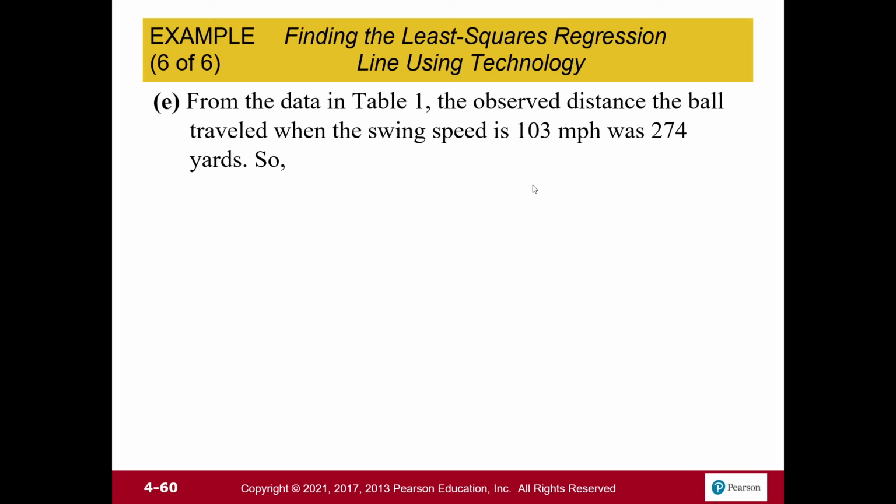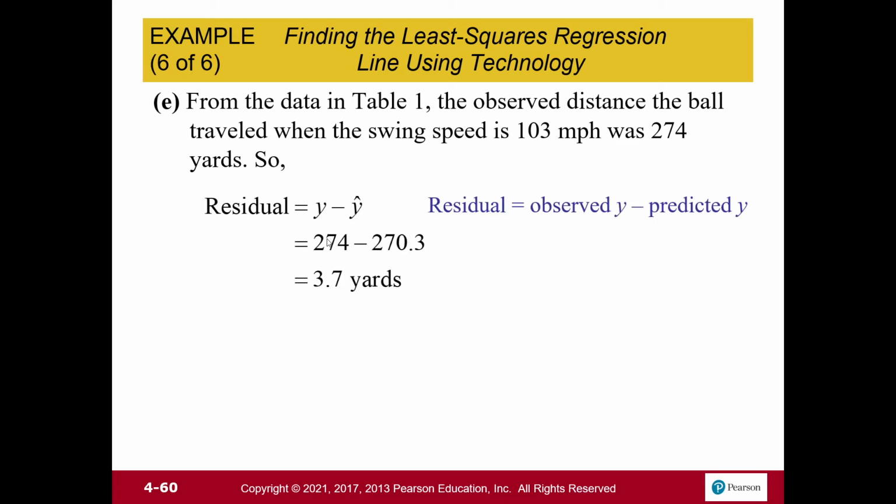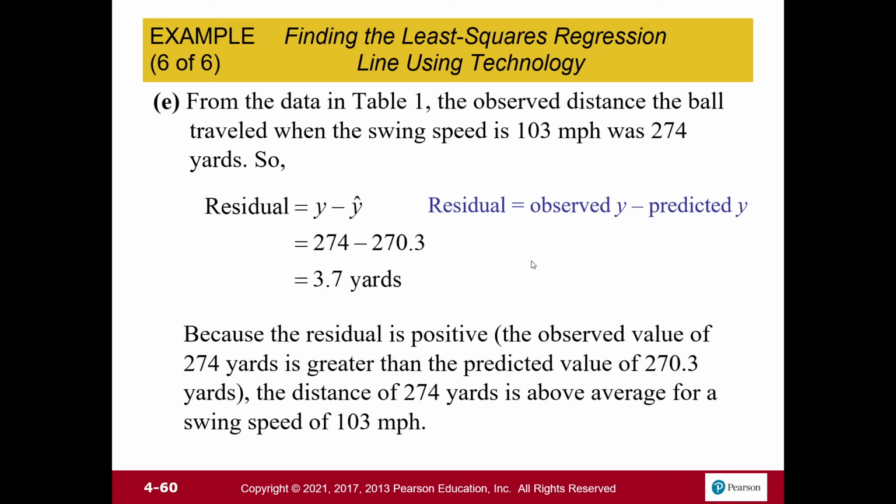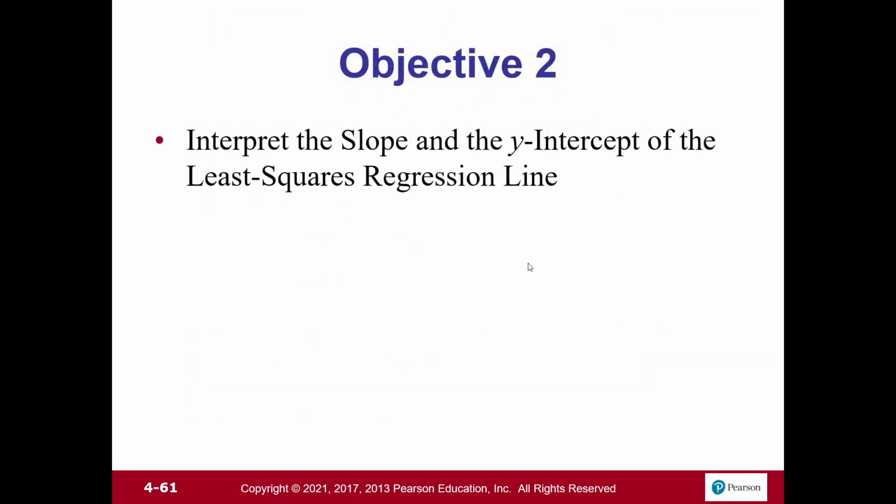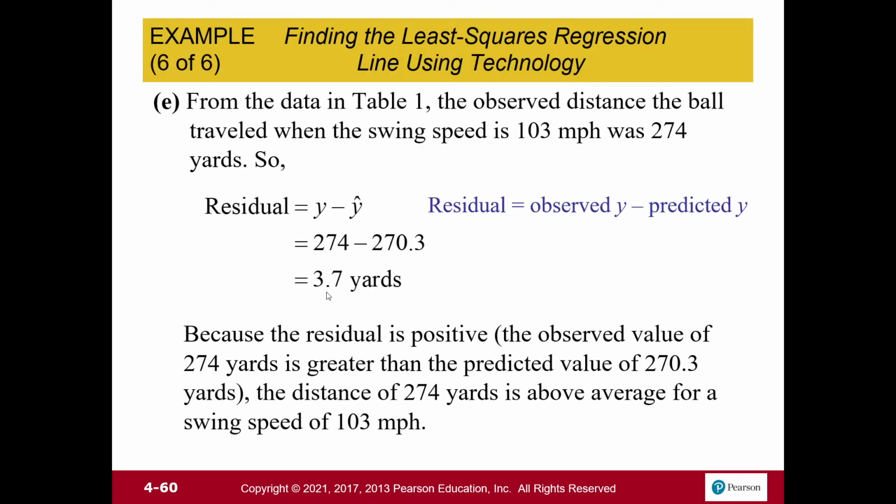And now how to calculate the residual? Well, at this point, you will subtract that predicted value from the real data value. And we get 3.7. And then they say, well, because the residual is a positive number, the predicted value is a little smaller than the actual observed value. All right, so that gives us more information.